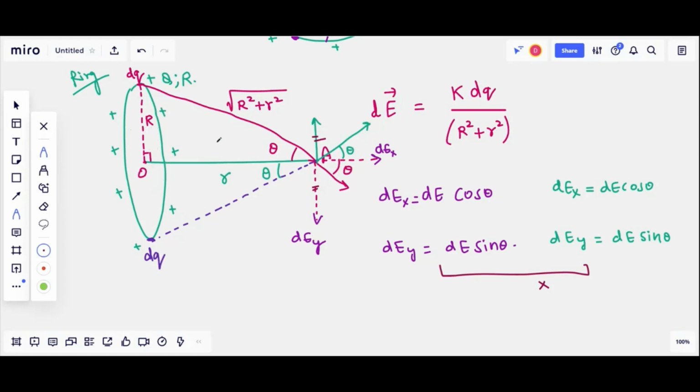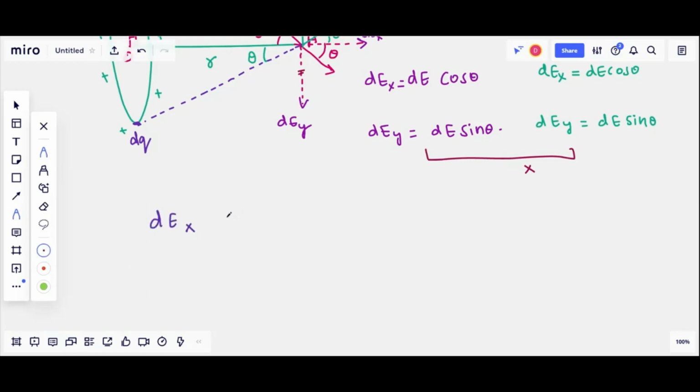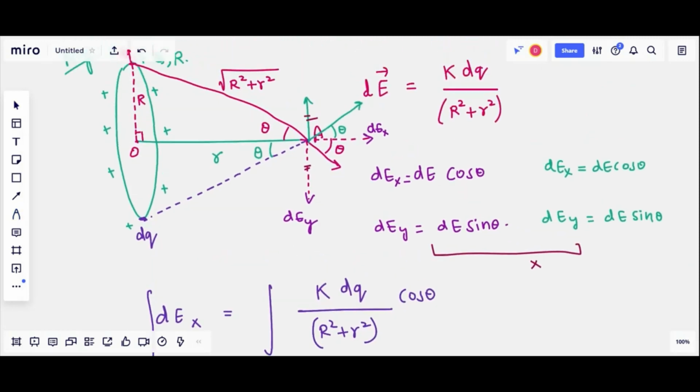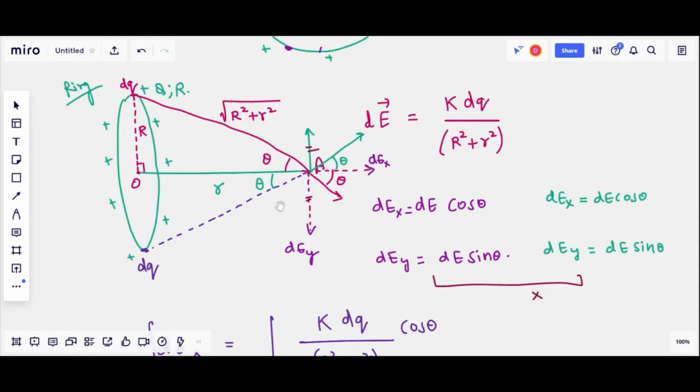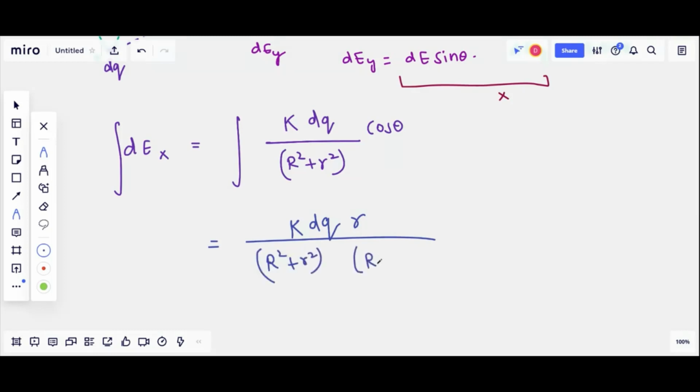Just like this, for all the point charges we take on the ring, the vertical component gets cancelled and the horizontal component gets added. In other words, the net electric field is in the x direction, and its value is k dq over r square plus r square, times cosine theta. The only thing we have to determine is cosine theta, which is base over hypotenuse. The base is r, so cosine theta is r over r square plus r square raised to the power 1 over 2, and we have to integrate this.